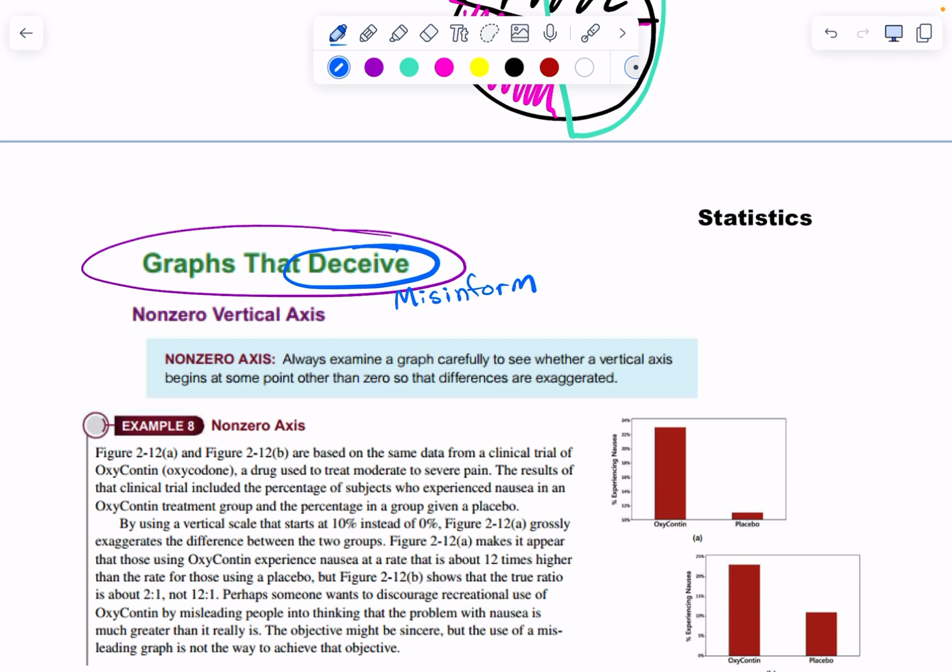Wait, frequency tables, do they touch or they don't touch? Frequency tables? Frequency polygon? Or is there space? No, those are lines. Those are not bars.